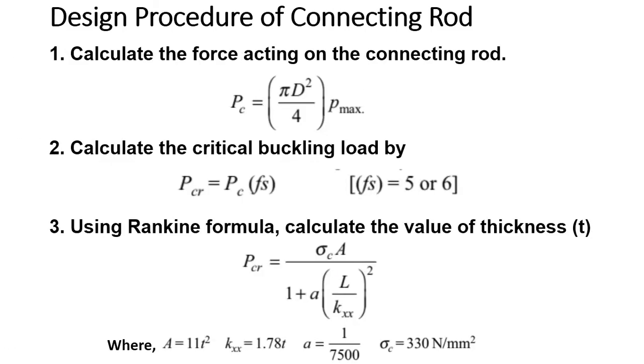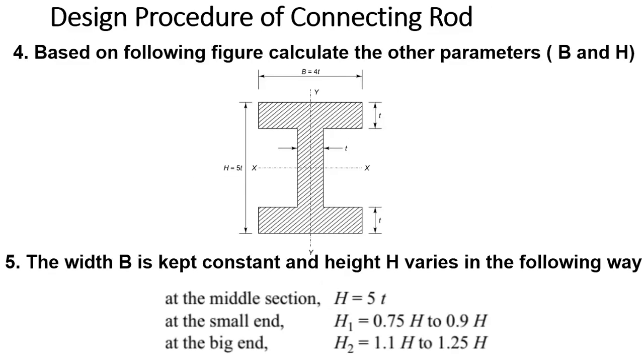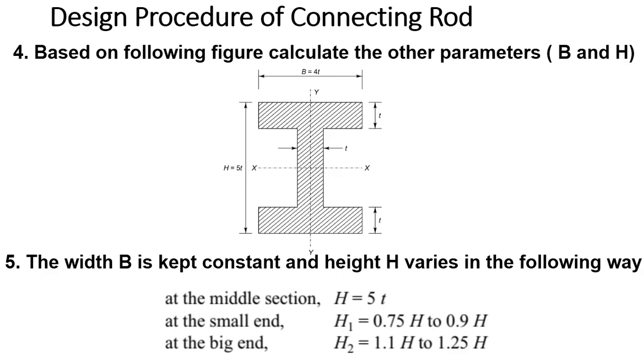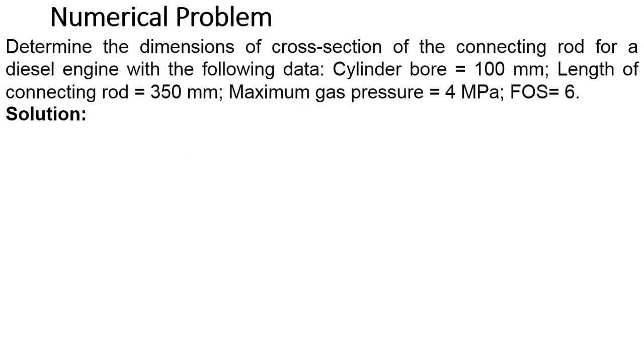So basically you require five simple steps in order to calculate all the dimensions and parameters of the connecting rod, where we have considered the force, that is the gas pressure force, based on this P_C equal to pi d square by 4 times P, and this d is nothing but the diameter of the piston cylinder. Now based on this procedure, I'm going to take a simple numerical problem.